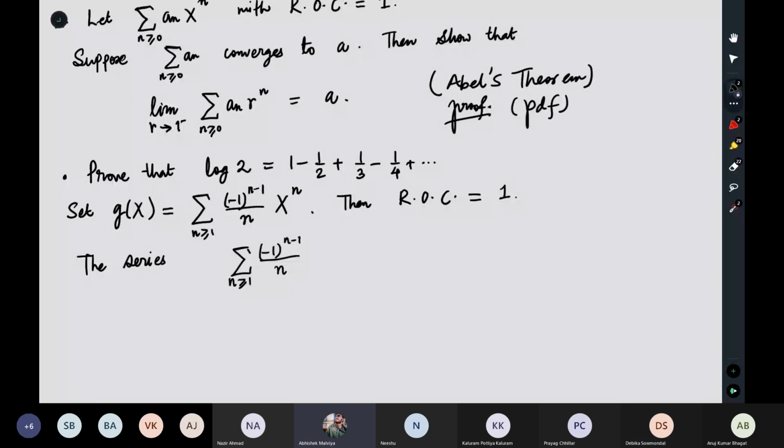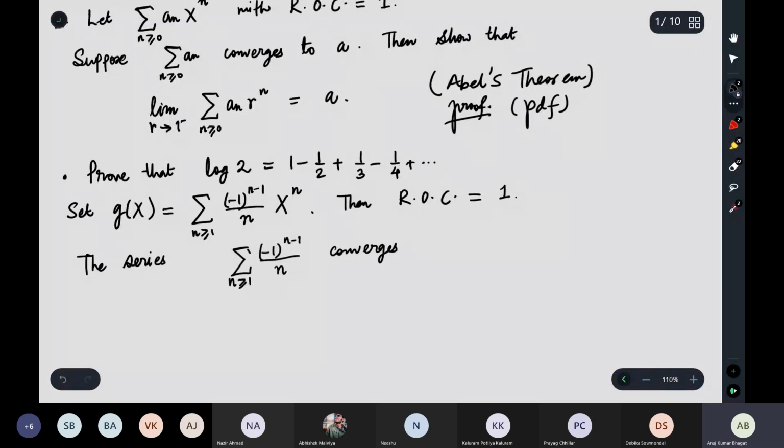Yes, by Leibniz test. 1 by n is monotonically decreasing, and so the alternating series will converge, and that 1 by n tends to 0, right? So the series converges, okay. You can just write converges by Leibniz, okay, I'll not write that anyways. So this series converges, and this converges to g of 1, because this series is nothing but what we obtain by putting x equal to 1 in the above thing. So the series g of 1 converges.